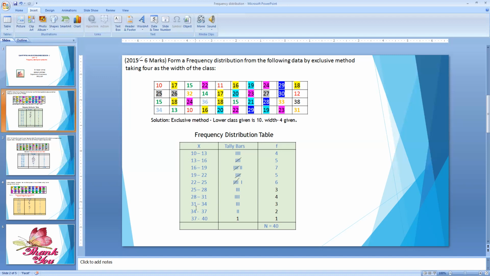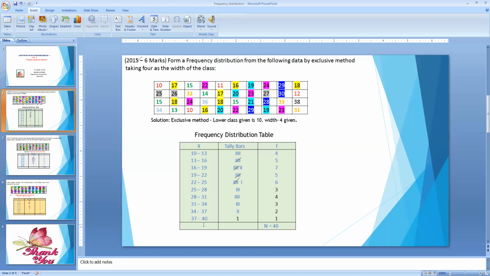Let us go for the next range of numbers, 31 to 33, we should count. While counting, don't count 34. 31 to 34 means 31, 32 and 33. See here the color you can make out. There is 31, 33, and there are 3 numbers which are falling in the range of 31 to 33. Then 34 to 36, 34, 35 and 36. This light blue color we can see here. There is one 34, there is one 36. So these are the two numbers which are shown in the range.